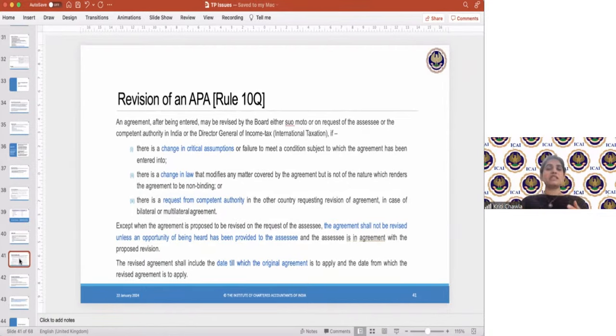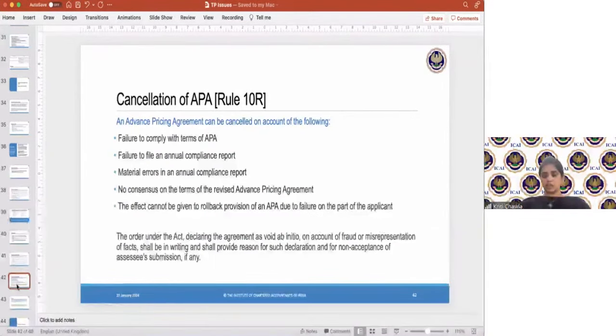So they're very, very specific. If there is a change in critical assumption, they can revise it, but the old APA will have a date and the new APA will have a new date. So that is what is given in revision of APA.